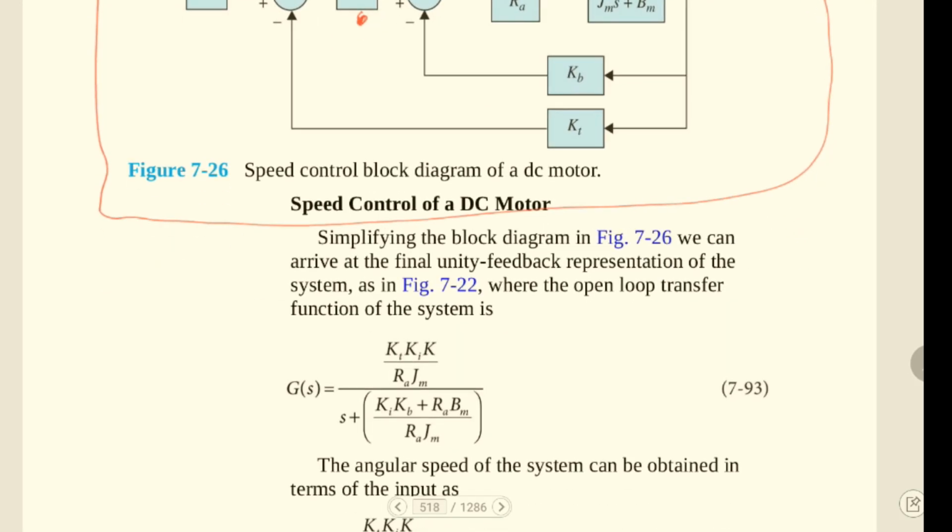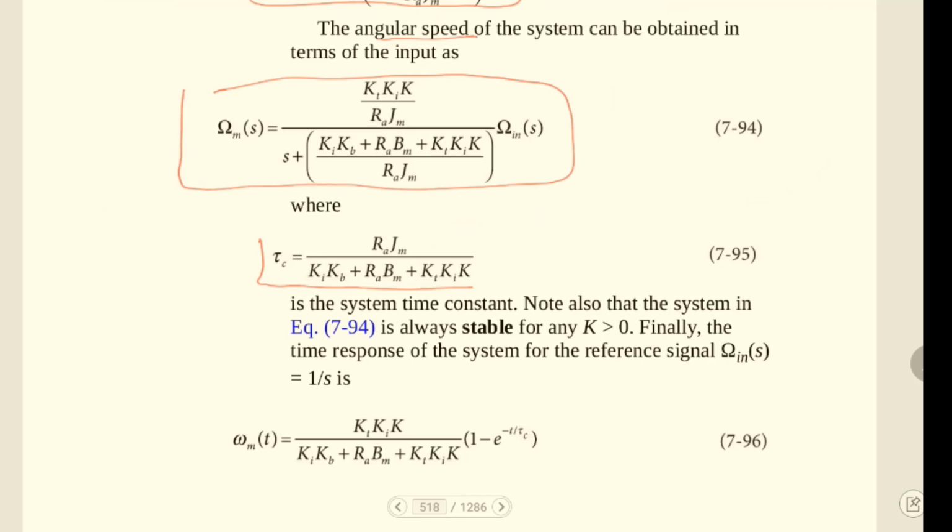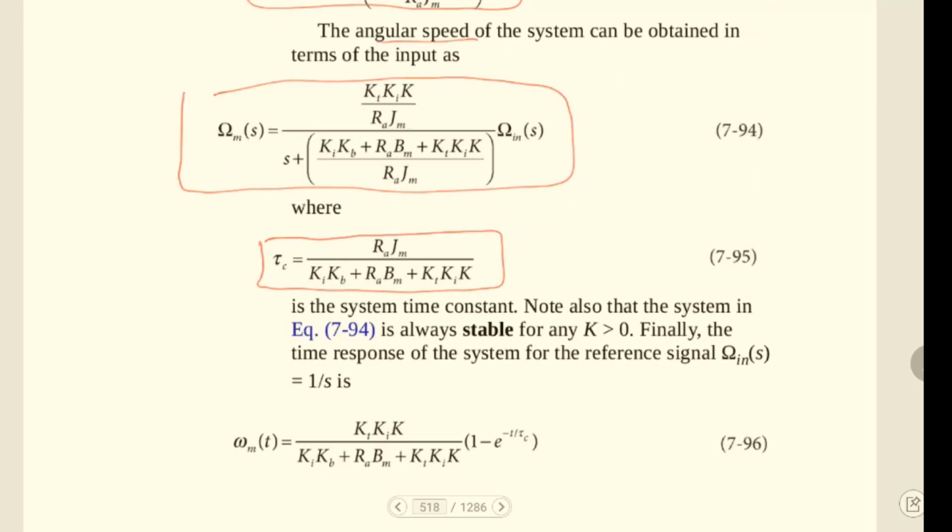For this system, the open loop transfer function is like that. For the angular speed of the system, we can get this one. If the kt value is 1, we can easily say this. If we get here G1(s), this system will be a unity feedback system. Okay. For this system, this is the time constant of the system.